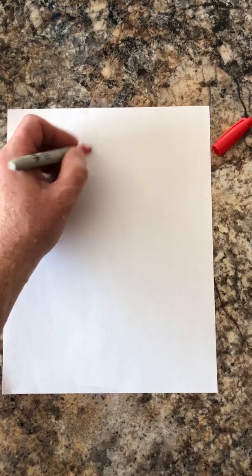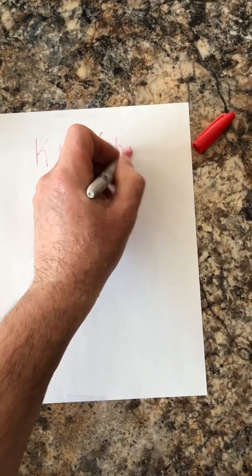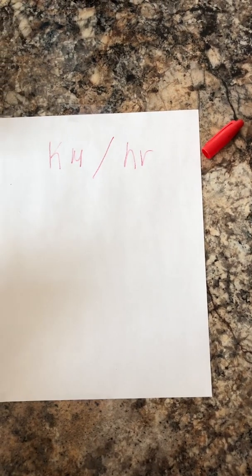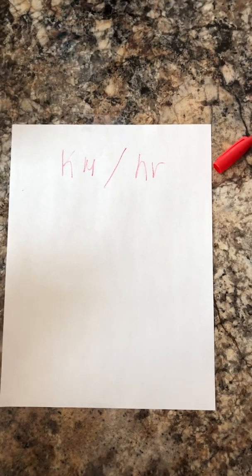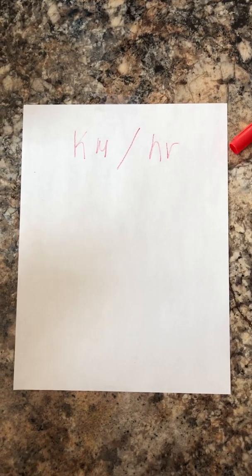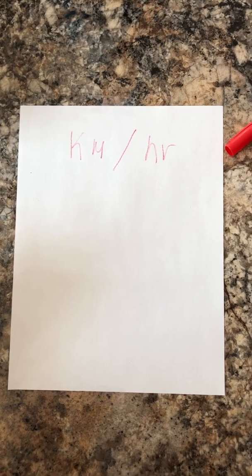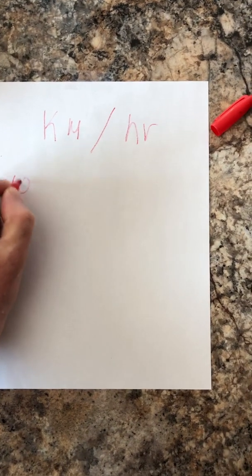Well, it's pretty simple. How do we measure speed? We measure speed in kilometers per hour. Are we all in agreement? Kilometers per hour. So let's measure the speed of the Earth. Well, how many kilometers is the Earth at the equator?